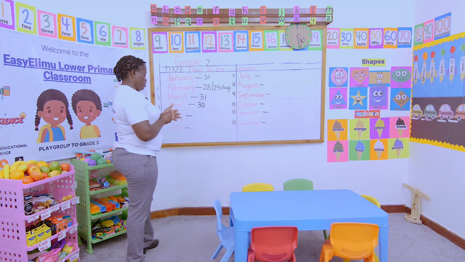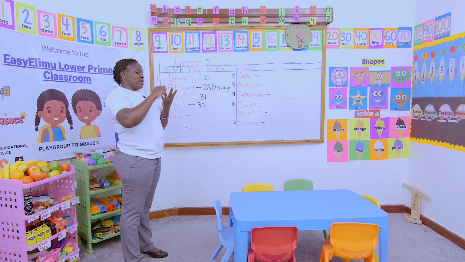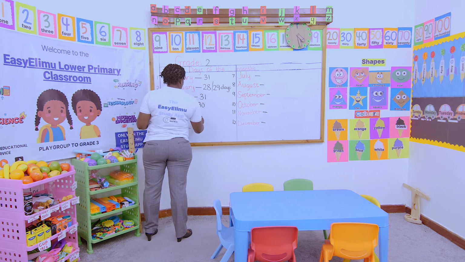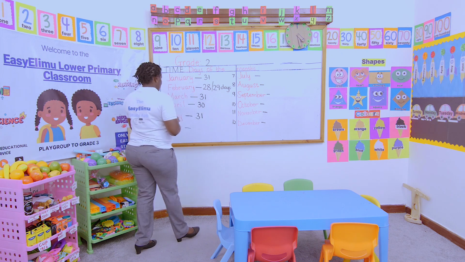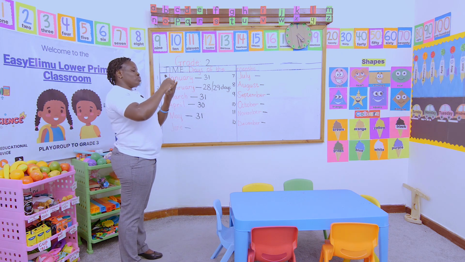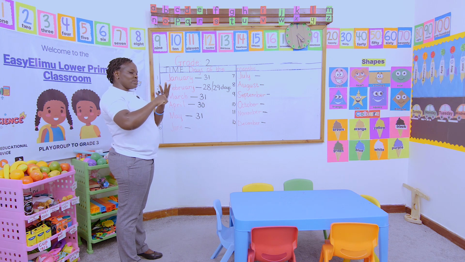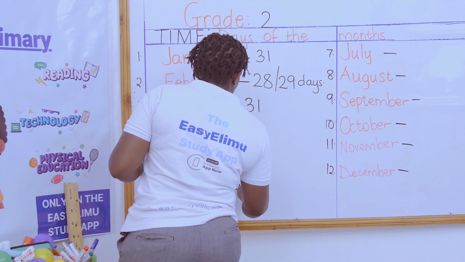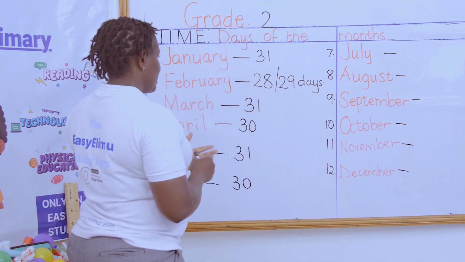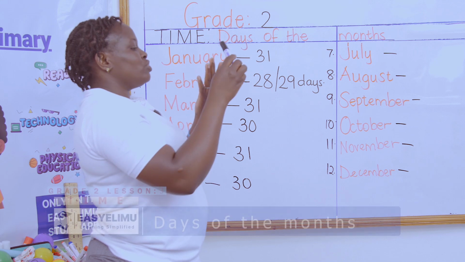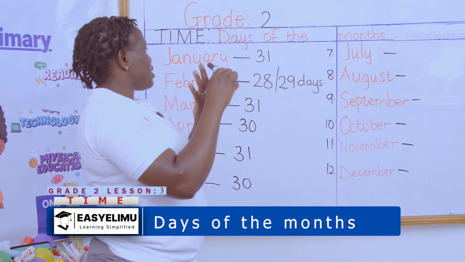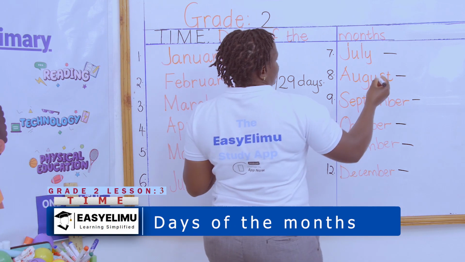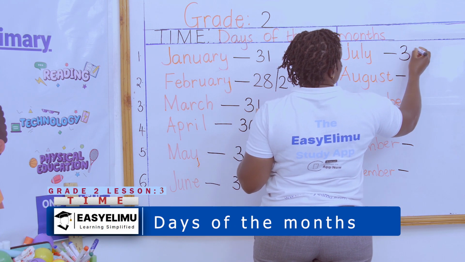Then we go April, up. May, meaning May has how many days? May is up, so it has 31 days. Then June goes down. So how many days are in June? There are 30 days in June. Then after that, we go July. How many days? We are up here. July goes for 31 days.